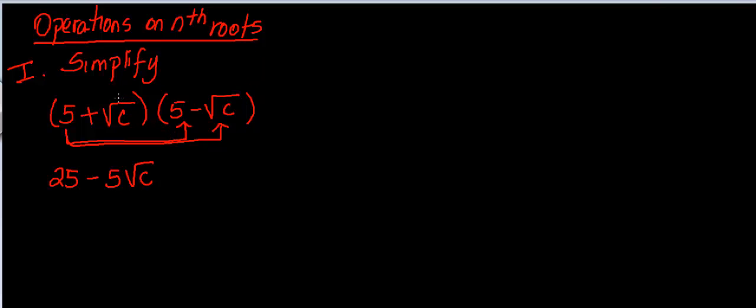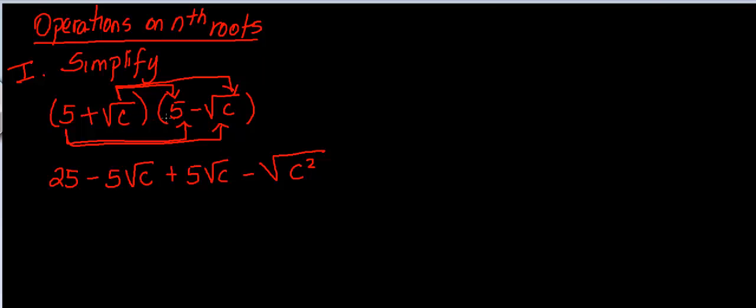And now we take the second term here and we multiply it by the first term. That gives you square root of c times 5. That gives you 5 square roots of c. And then we take that second one times the last one, and it's square root of c times negative square root of c. So you know you're going to get negative square root of c squared. And since we're multiplying, we multiply the radicands. Okay, c times c is c squared.